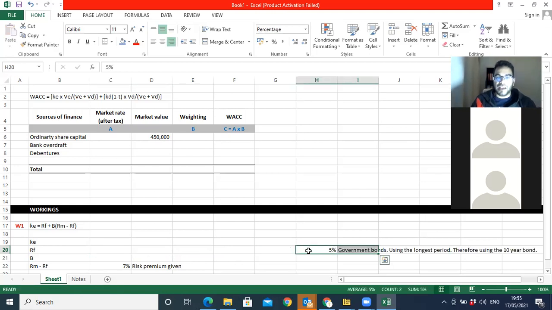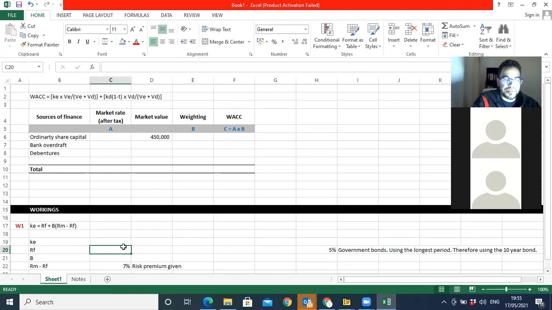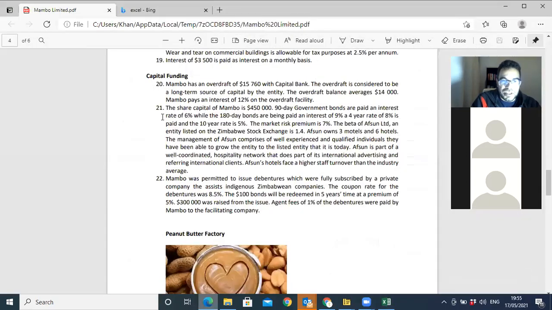If you had to calculate WACC using the general principles, you would use 5%, because that represents the longest form of government bond. They have used 8%, and they're saying a 4-year rate of 8% is paid, and then the 10-year rate is 5%. So they are using a 4-year rate because they're saying the motel is a 4-year period.